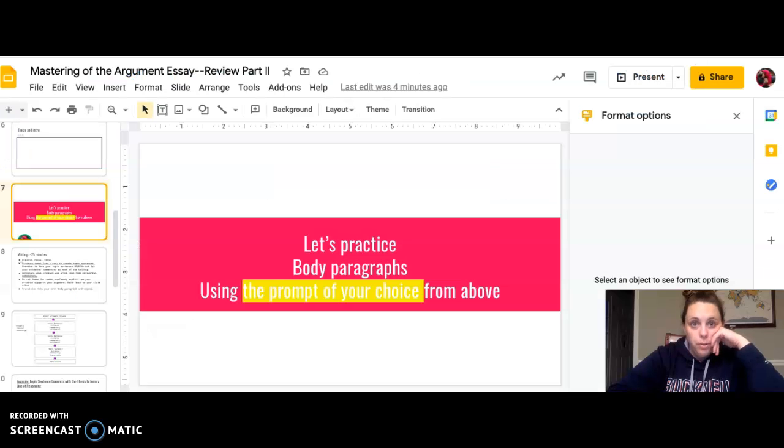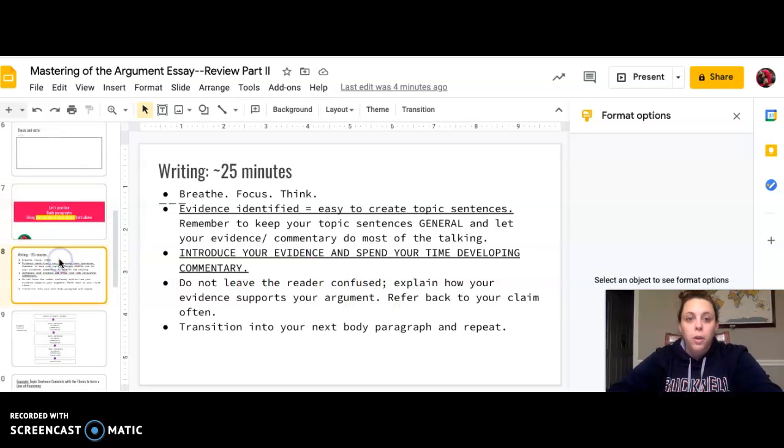Okay, part two. So you have your introduction and your thesis written, and we are now on to body paragraphs. So again, you're going to pick the prompt that you've been working with. First of all, breathe. You can do this. You're going to think about what your evidence is and how you can best support it.